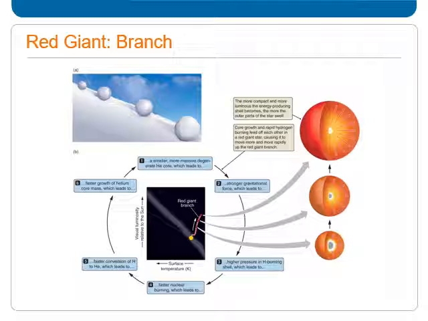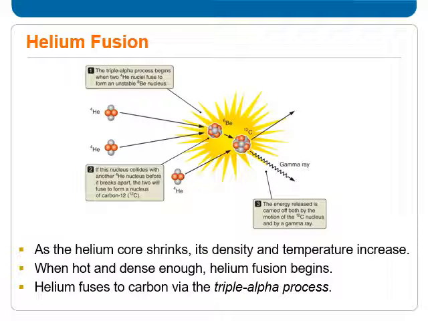Similarly, the cycle of hydrogen shell burning surrounding a degenerate helium core feeds on itself. As the helium core shrinks, its density and temperature increase. When hot and dense enough, with the core temperature of 100 million Kelvin, helium fusion begins. Helium fuses to carbon via the triple alpha process. Figure 12.6 diagrams the triple alpha process.